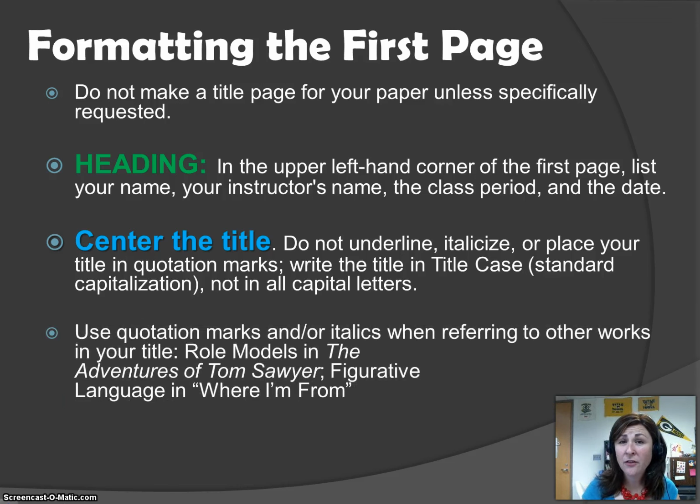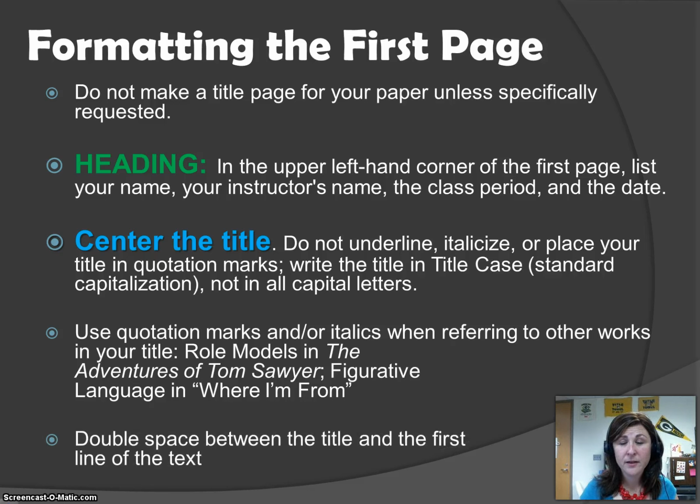When you're referring to other published works of writing in your essays, for instance, a novel or a poem, you need to make sure that you properly cite them using italics for published novels or quotation marks for short stories or poems. And of course, again, we're going to double space between the title and the first line of the text. Let's take a look and see how this would look on a document in Google.